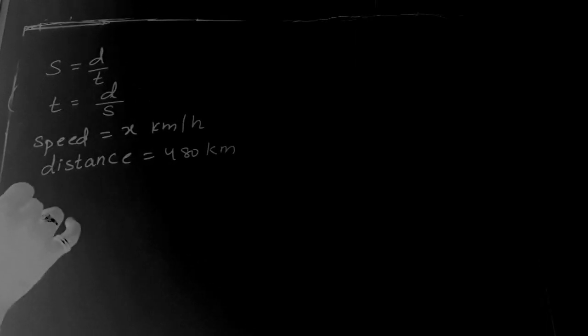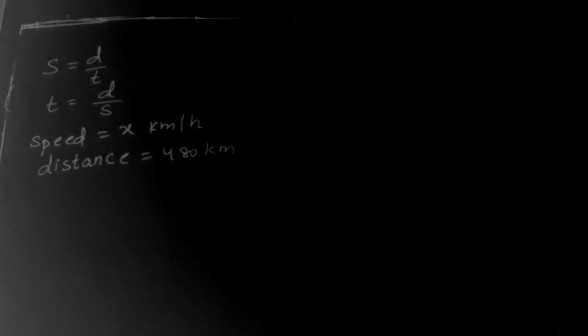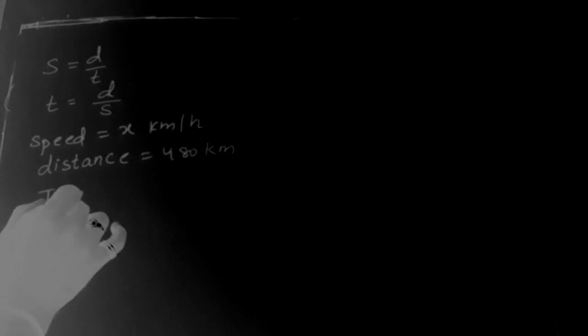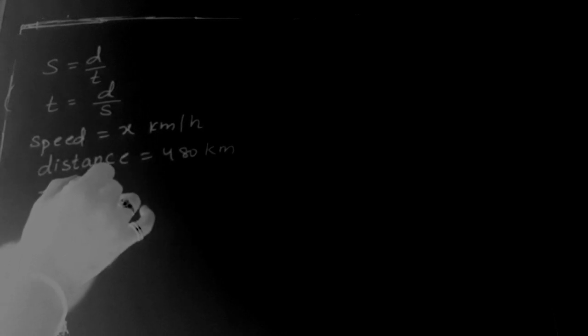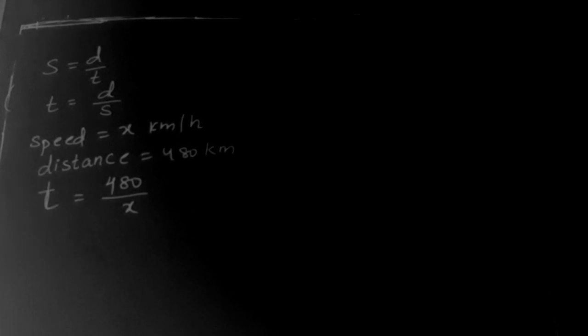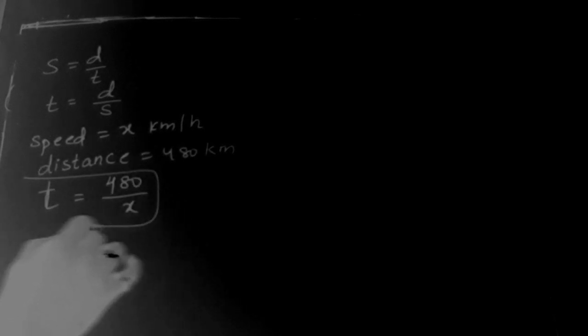Okay, first you find the time, how much time it will take to reach 480 kilometer with a speed of x kilometer per hour. So that is t is equal to, so time is nothing but distance by speed, so 480 by x. Okay, time is equal to 480 by x. This will give you the time. So let it be equation number 1.